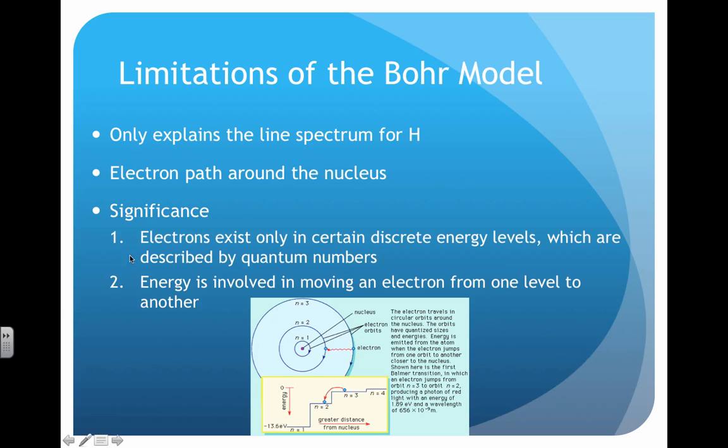But he had two very important points, despite his model being incorrect. He did show electrons can only be in certain energy levels, which are described by quantum numbers, and that energy is involved when an electron moves from one energy level to another one. So he was able to show that only certain energy levels were allowable, which, if you think about it, does apply to other elements. It's just that the way he was defining their position was a little bit incorrect, more or less.